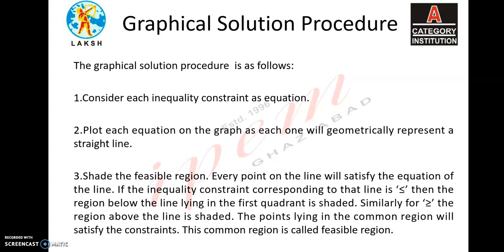The points lying in the common region will satisfy the constraints. This common region is called the feasible region. Now we will mark the corner points of this feasible region, for example O, A, B, C, D, and find the coordinates of this feasible region.